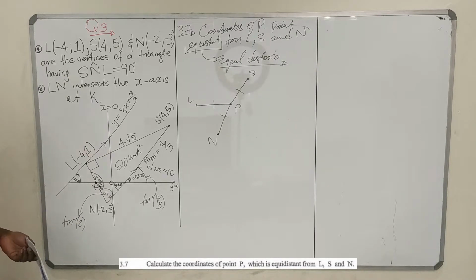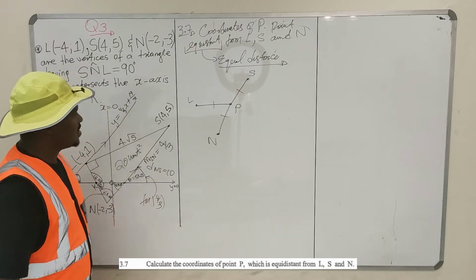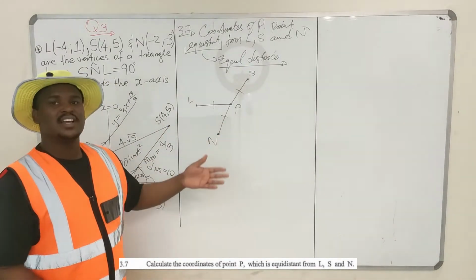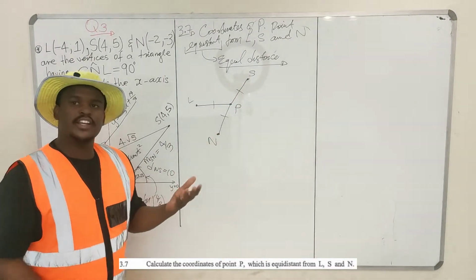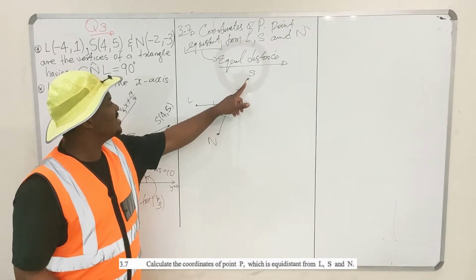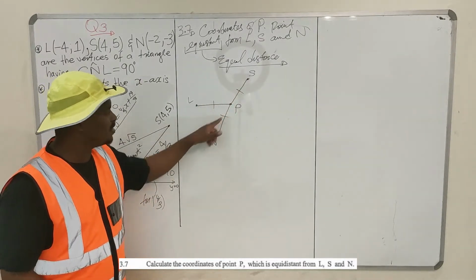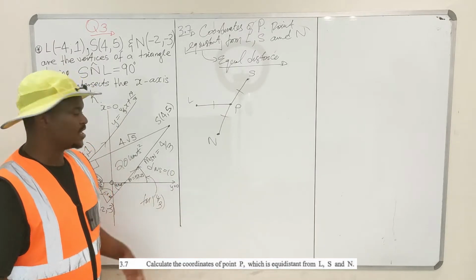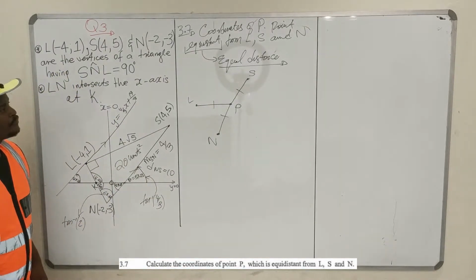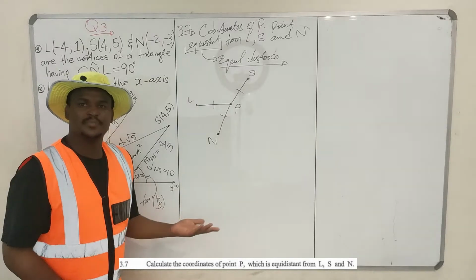That is what they want you to find. So, how do we go about this? You might have seen something similar to this in the past. Equidistant just means find the coordinates of a point P such that it is equally distant from all three of them. That's what this means. And you might have seen properties like this before.